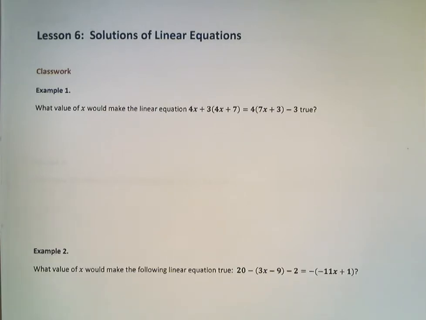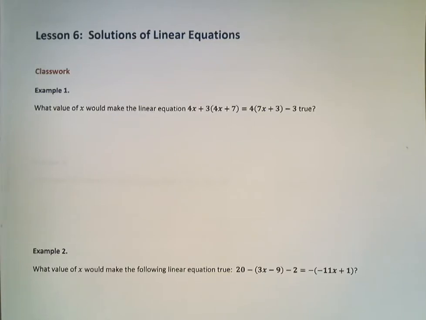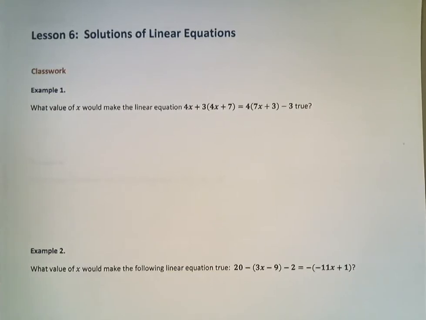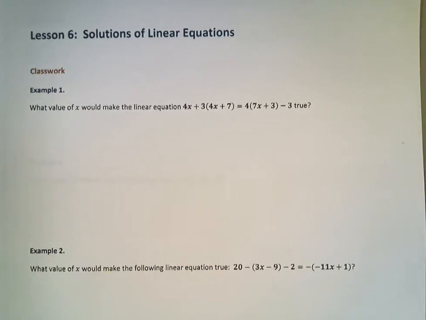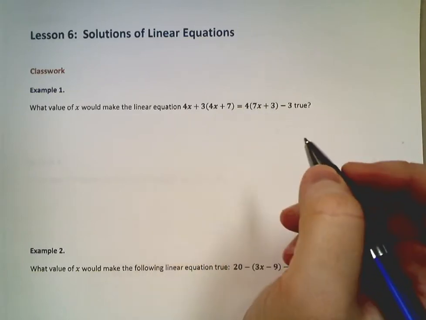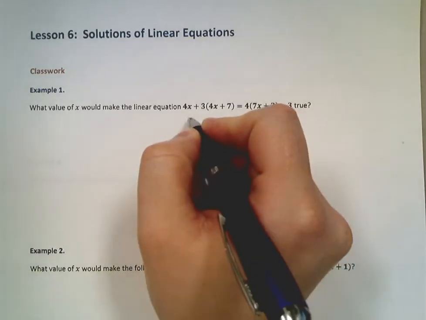Here is example 1. What value of x would make the linear equation 4x plus 3 times the sum of 4x plus 7 equals 4 times the sum of 7x plus 3 minus 3 true? So what we see here is a huge equation with variables on both sides that involves the distributive property. So we are going to open the parentheses using the distributive property and then combine like terms. We are going to do it to both sides of the equation. We will start with the left side.